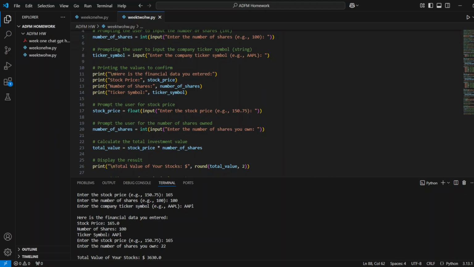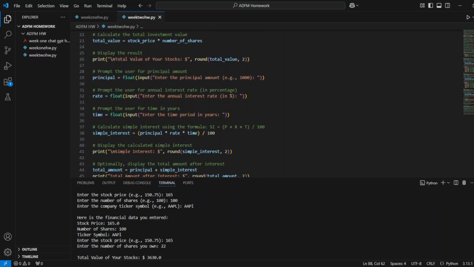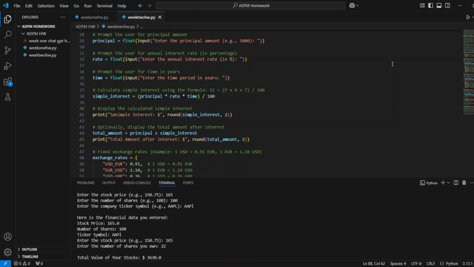And so after that, it would be lines 28 through 45. And so for this section, I wanted to create a simple interest calculator that can use the principal, the rate, and then time for inputs. And at the end, this would give me the simple interest rate. So these were the programs I set up for the principal, the rate, and the time.